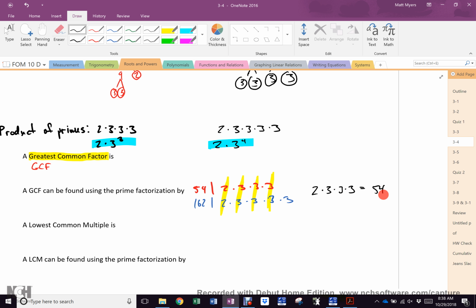Now we check. Is 54 a factor of 54? Yes, because 1 times 54 is 54. Does 54 go into 162? Yes. 3 times 50 is 150. 3 times 4 is 12. 150 and 12 is 162. Is everybody cool? Yes? We're all good? Okay.